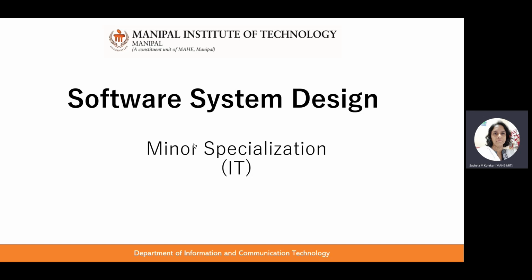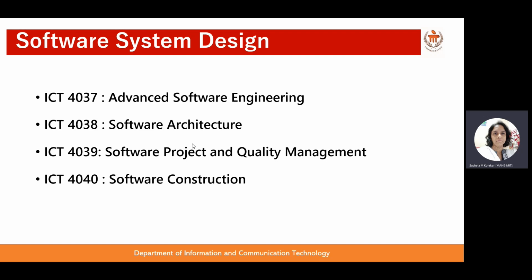This is one of the minor specializations available, and there are some subjects which are associated with this specialization: advanced software engineering, software architecture, software project and quality management, software construction. There may be some other subjects which are related to software system design. Some of the subjects people are already studying, which are common subjects for all the minor specializations.